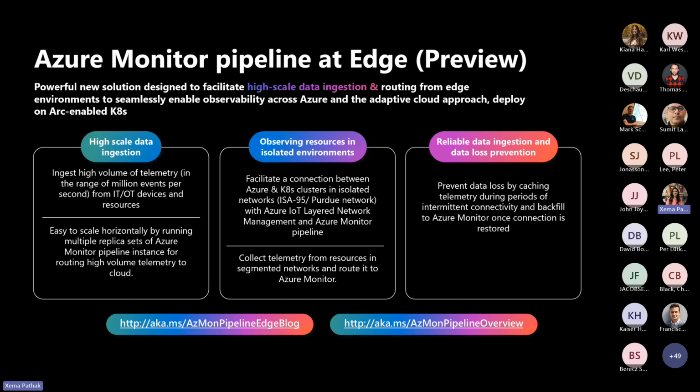Last but not the least, data loss is something that we all want to prevent. In scenarios where customers face intermittent connectivity, either due to planned maintenance and security reasons or simply due to network outage, obviously they don't want to lose telemetry that's been collected during that particular duration. What the edge pipeline helps you with is you can cache the data during that duration of intermittent connectivity and then backfill that once the connectivity is back up so that you don't lose the data, you have continuity in your observability.